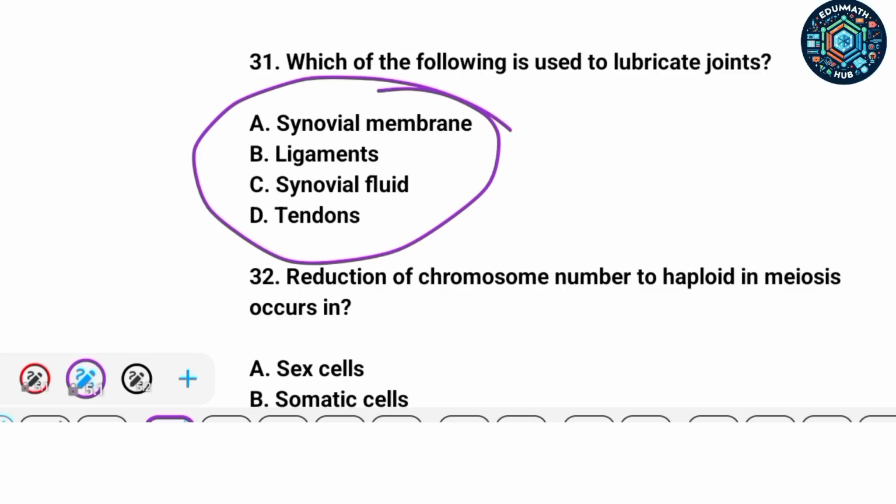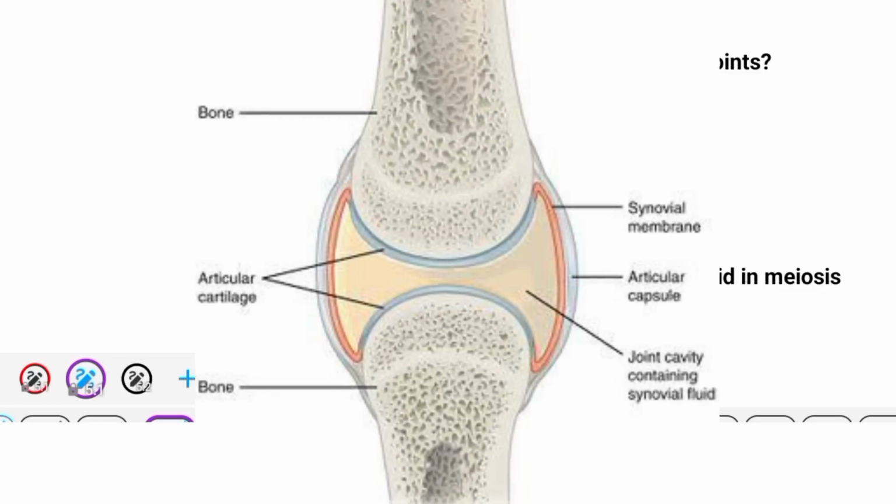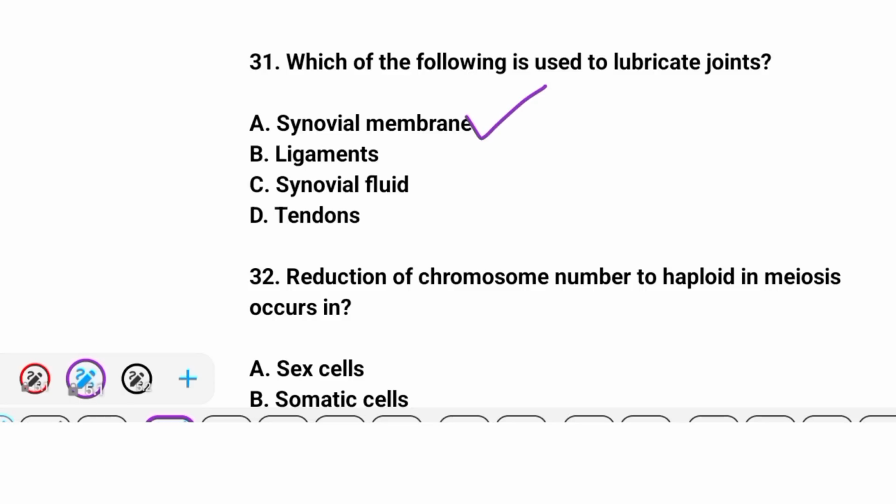So this first option here is synovial membrane. Synovial membrane is a membrane in between the bones that releases a fluid called the synovial fluid. And the function of that fluid is to lubricate the bones so that there is less friction between the bones, so that two bones do not brush or scratch against each other. Okay, that's the function of the synovial membrane.